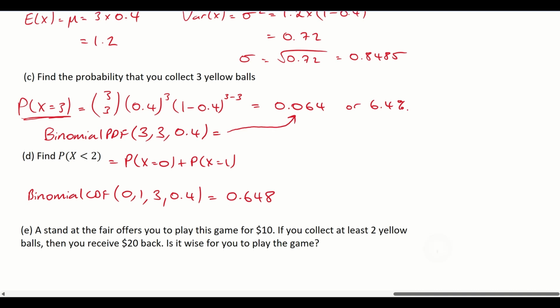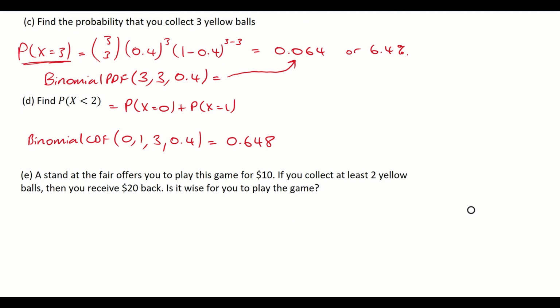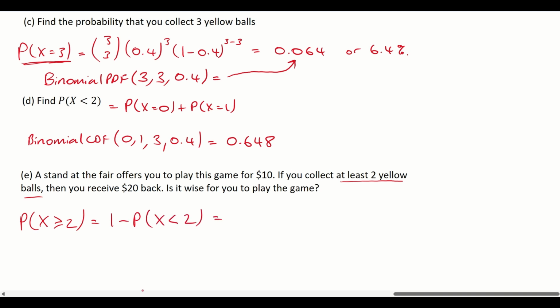Now, a stand at the fair offers you to play this game for $10. If you collect at least 2 yellow balls, then you get $20 back. Is it wise for us to play the game? Well, we need to work out the probability that we get at least 2 yellow balls. So the probability that x is greater than or equal to 2. Well, we can spot that this is just 1 minus the probability that x is strictly less than 2, which is 1 minus 0.648, which we calculated in the previous question, which is just 0.352.